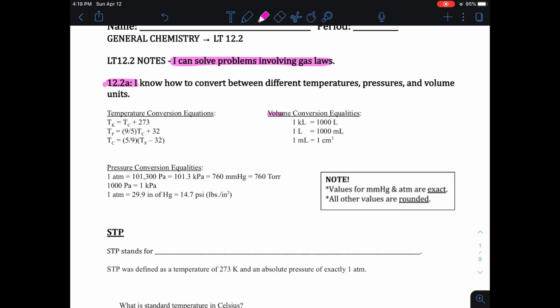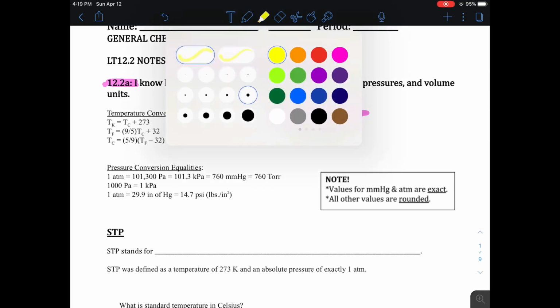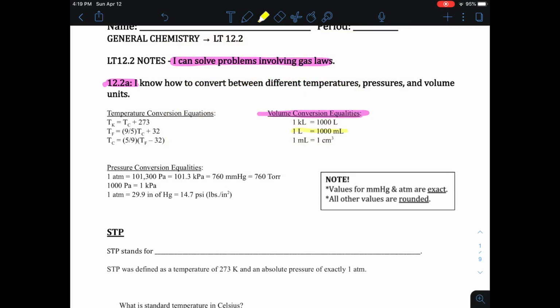I'll start from the easiest one. Volume conversions, usually you're given either liters or milliliters. So the one that's most common is going to be this conversion here, the liter to milliliter conversion. We've seen this before, so I'm not going to spend too much time on it, but we'll practice it.